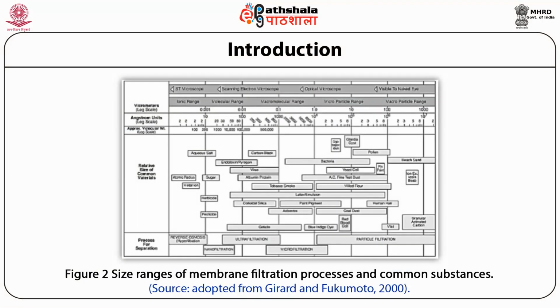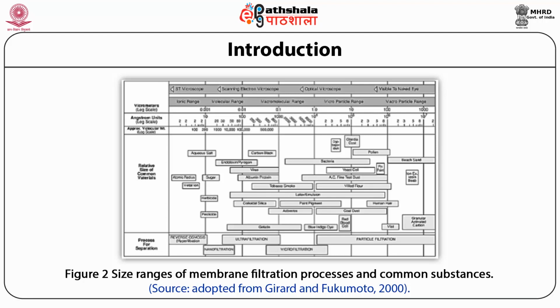Figure 2 shows the size ranges of membrane filtration processes and common substances. So in this figure we can see at the bottom what the size of these filtration processes is, and in this range which different other substances are coming, like particle filtration. This is able to separate the particles which are visible to the naked eye. Classical filtration is able to separate the particles which are visible to the naked eye, or maybe can be seen by the optical microscope. So it mainly contains the macro particles range and micro particles range.